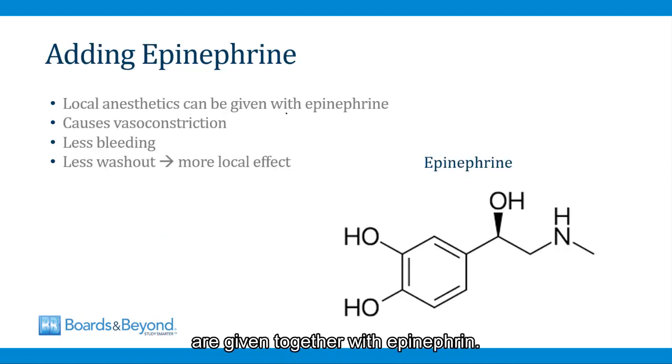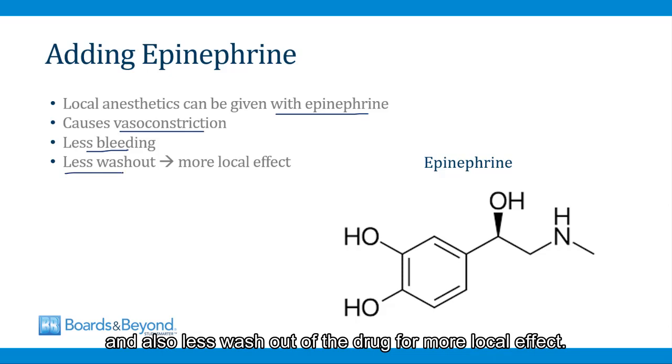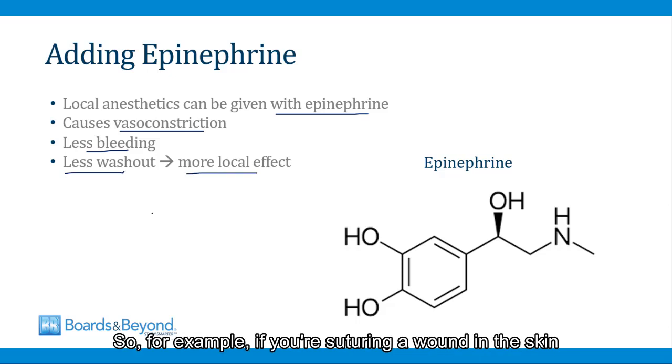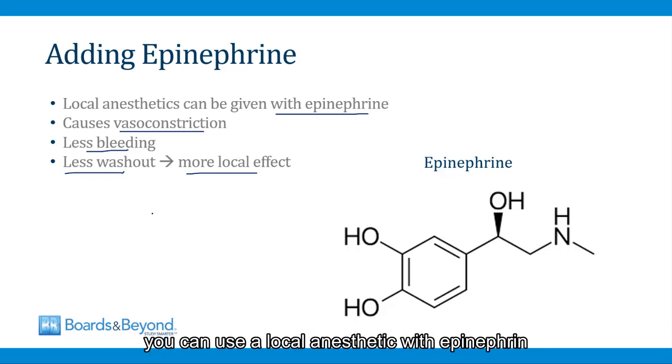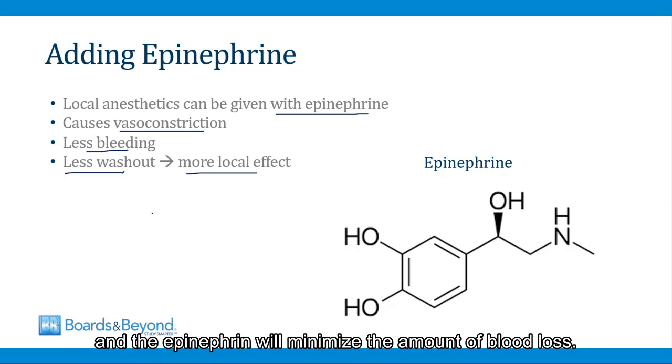Sometimes local anesthetics are given together with epinephrine, and the idea here is that epinephrine causes vasoconstriction, so there will be less bleeding and also less washout of the drug for more local effect. So for example, if you're suturing a wound in the skin that might bleed when you apply stitches, you can use a local anesthetic with epinephrine, and the epinephrine will minimize the amount of blood loss.